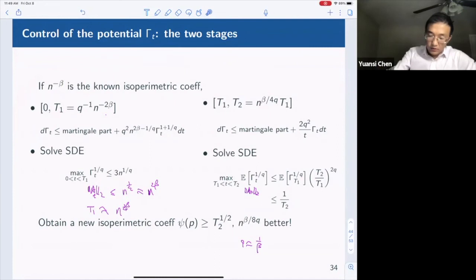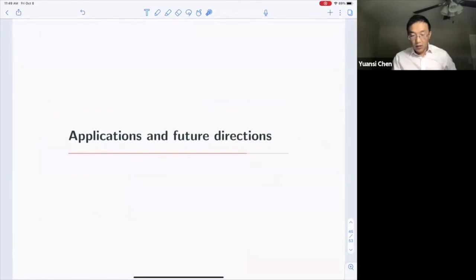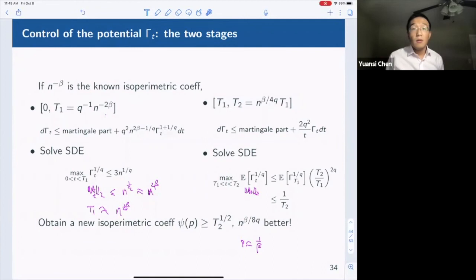Okay, that completes the proof idea. The key observation is that you have a second stage of control and you can take advantage of it: you add some Gaussian component to your density and you get better control. Okay, any questions about this part? And we'll get to the applications and future directions.